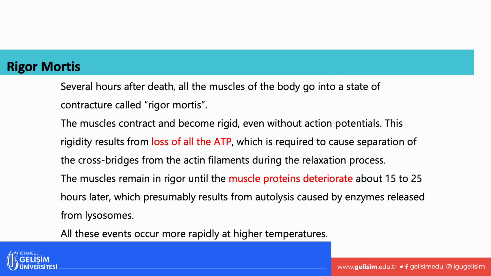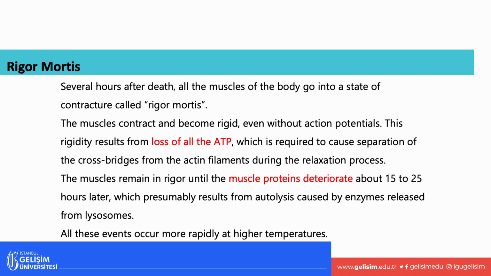Right, so after an individual dies, about 1 to 2 hours after death, the muscles of the body go into a state of rigidity called rigor mortis. And this happens even though there are no more action potentials. Usually this takes place at a temperature of around 30 degrees centigrade. Now, this rigidity happens because the muscles lose all their ATP, which is required to relax and separate the cross bridges from the actin filaments.